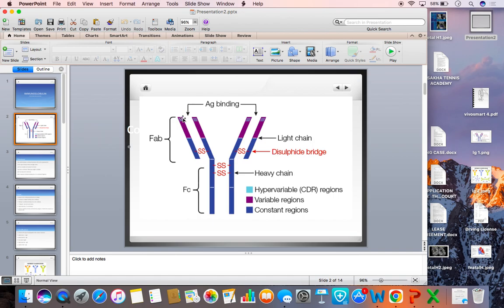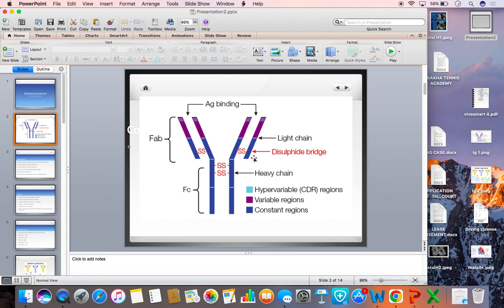Okay. What is constant region? The polypeptide sequence of the constant region remains the same with regard to that particular class of antibody. Otherwise, classification of the antibodies is made based upon the type of polypeptide chain at the constant region of the FC segment. Okay, so this is about the structure of the antibody. Besides, the antibody has got the region for fixing complement.